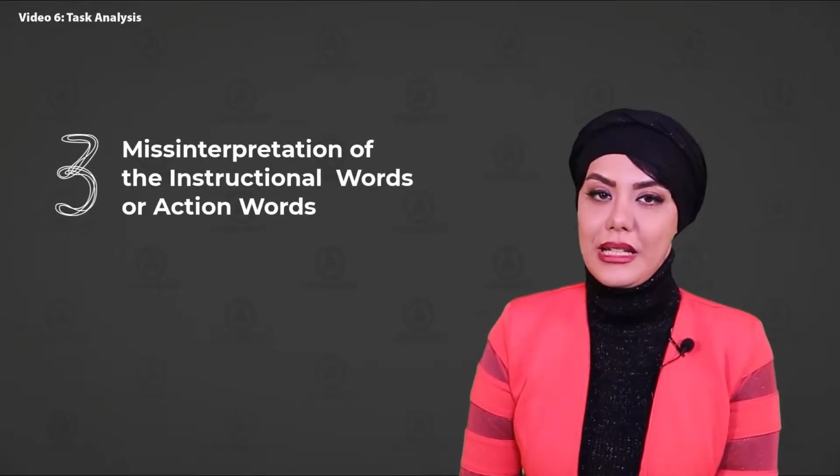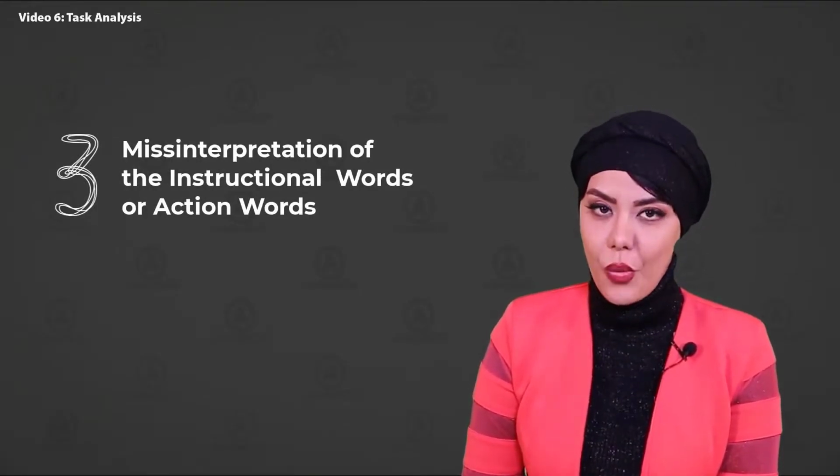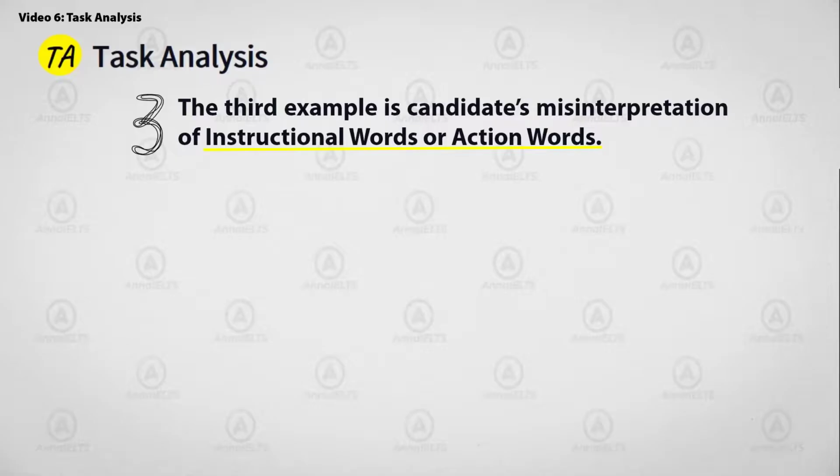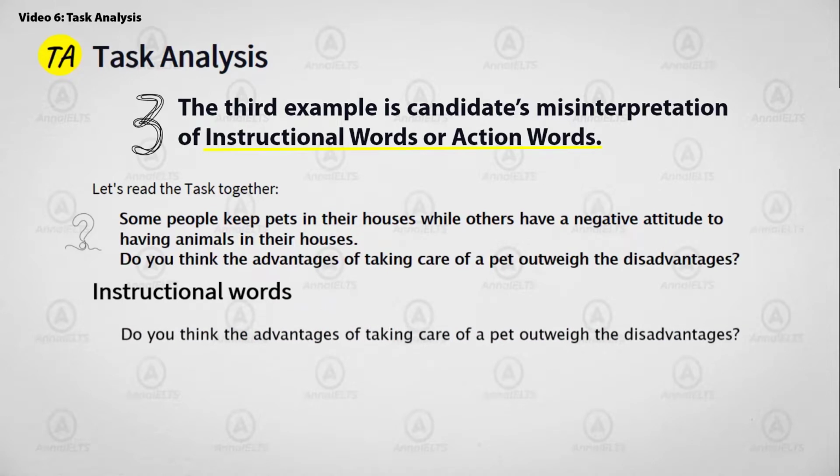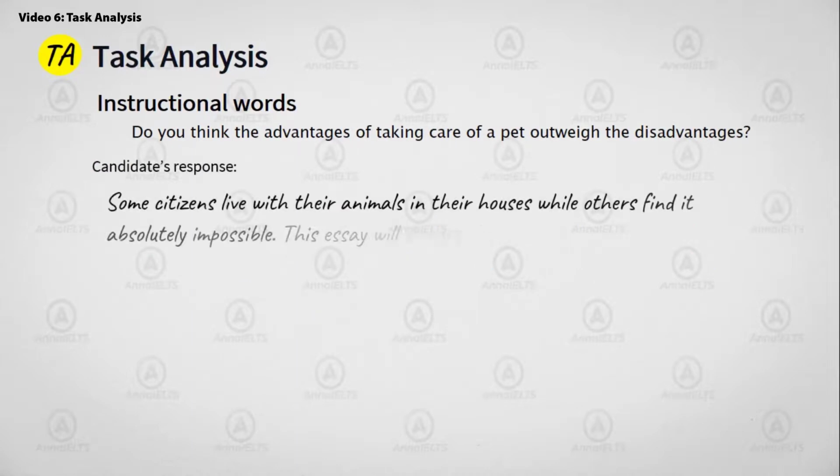The third example is candidate's misinterpretation of instructional words or action words. Some people keep pets in their houses, while others have a negative attitude to having animals in their houses. Do you think the advantages of taking care of a pet outweigh the disadvantages? Now, let's take a look at some parts of the candidate's response. Some citizens live with their animals in their houses, while others find it absolutely impossible. This essay will discuss the pros and cons of having a pet.